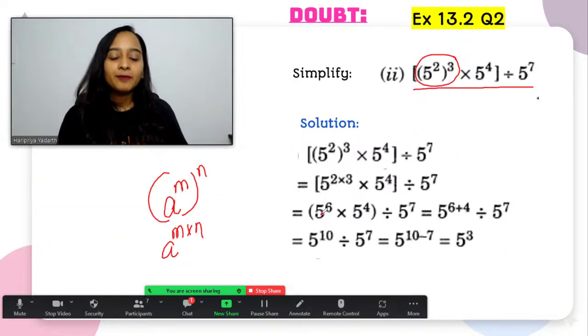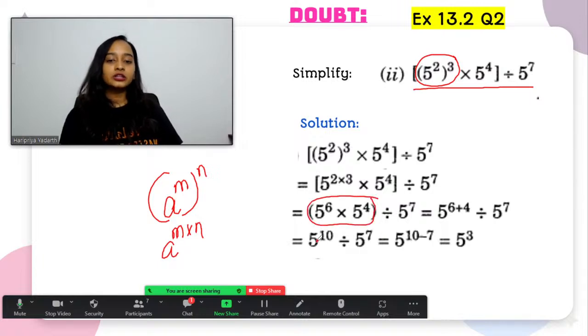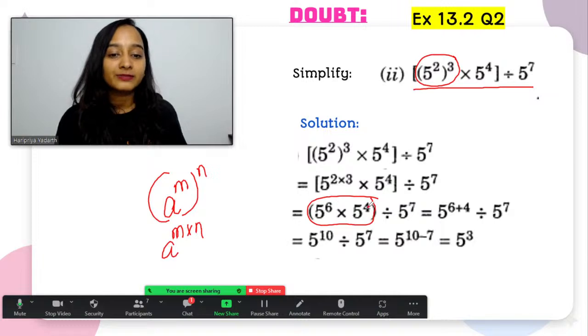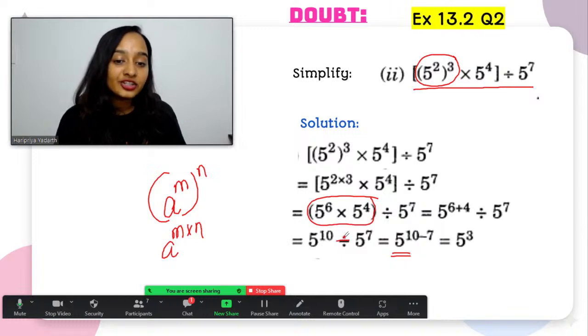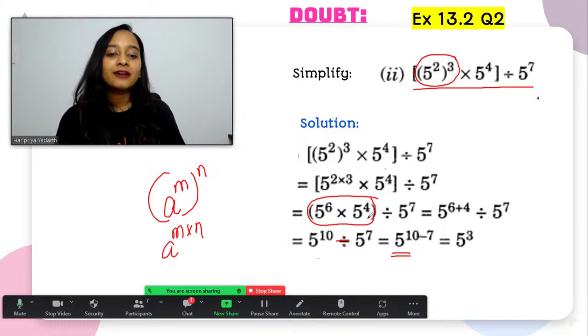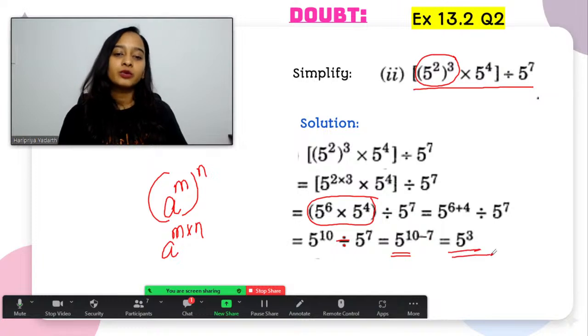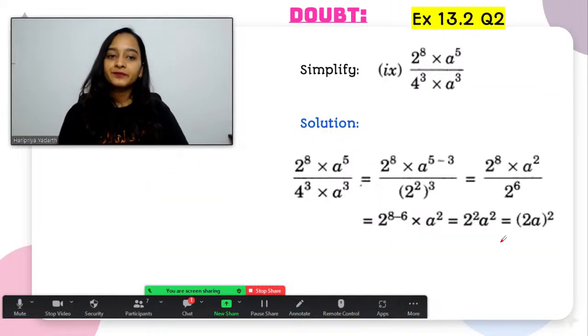So here it will be 5 to the power 6 multiplied with 5 to the power 4 divided by 5 to the power 7. Here you use the first law of exponents, so it becomes 5 to the power 6 plus 4, which is 10, divided by 5 to the power 7. Keep the base as it is. Since division is happening here, you just have to subtract the two numbers and you will get the answer. Okay.